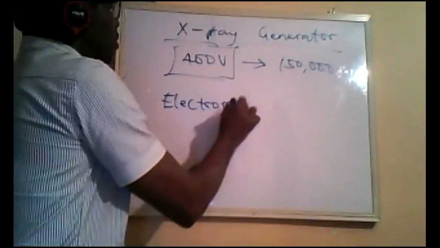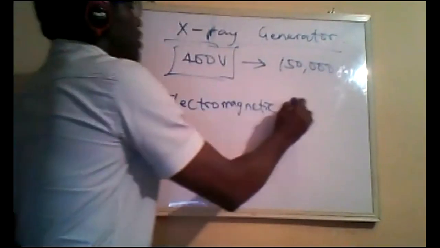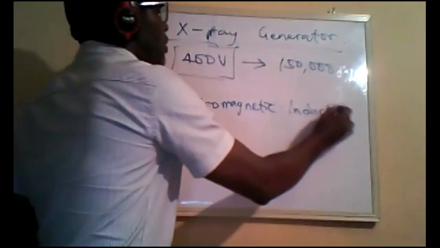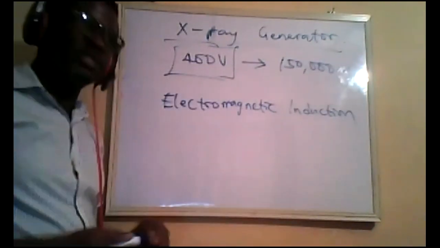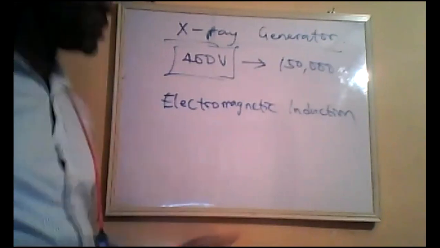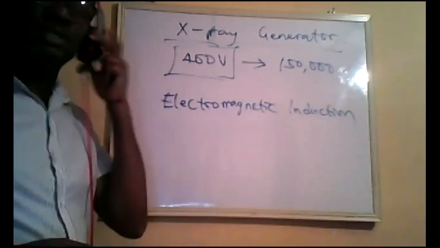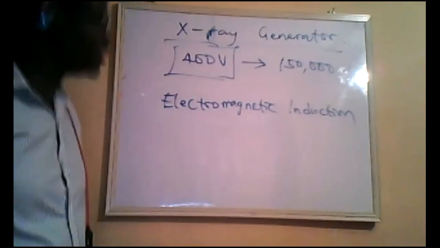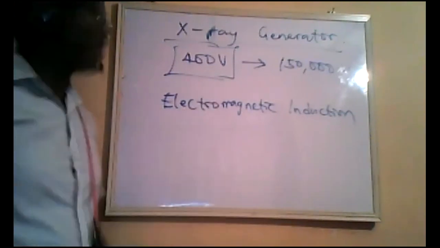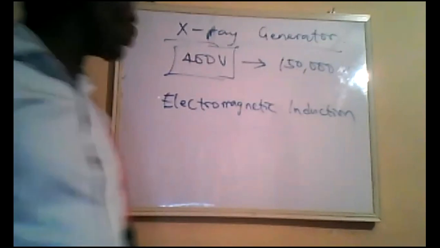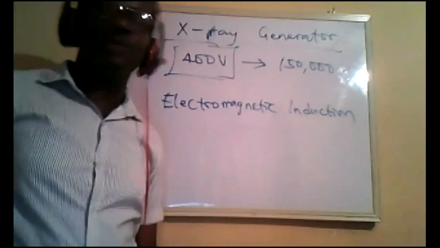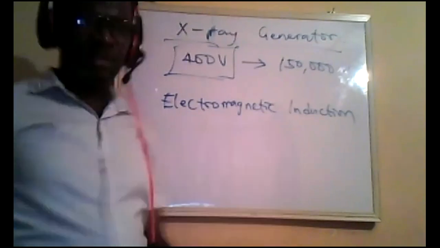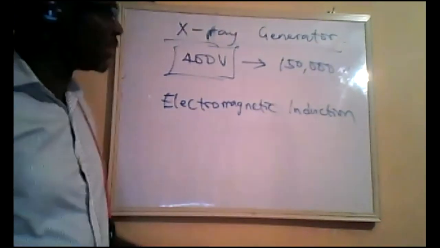Electromagnetic induction. From Faraday's law of electromagnetic induction, which we also did in MRI, electricity can give rise to magnetism, and magnetism equally can give rise to electricity. So that's just the principle in layman's language.